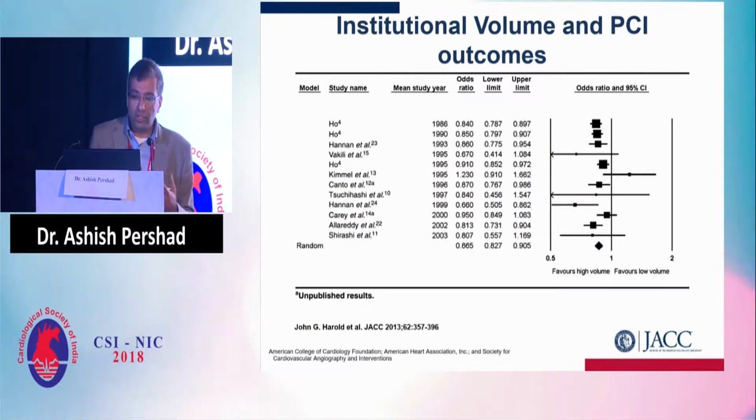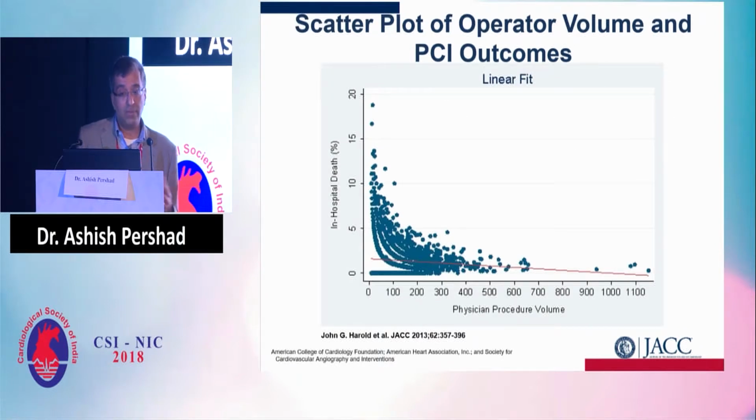Quick mention about our institutional volumes in PCI. As we can all see, this is unpublished data from, actually it has been published since this is an old slide, that looks at the outcomes with lower volume operators, as Ajay demonstrated, not just in the US, but even outside the US at major medical centers like Fuwai, also clearly showing that the higher volume operators have better outcomes. And here we have our scatter plot of operator volume and PCI volumes, clearly demonstrating that there's a cutoff.